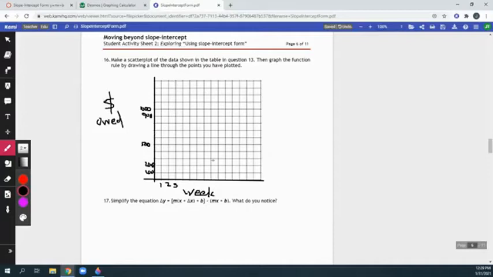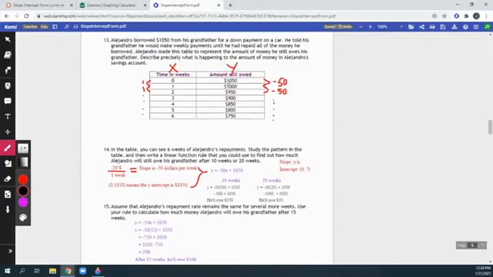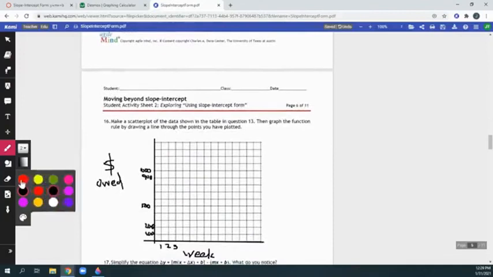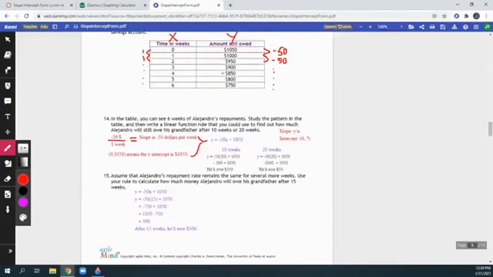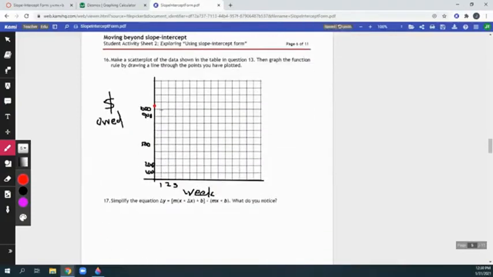Okay, so now we've got this. We're going to graph some points. 1050, 0 weeks. What does that look like? 1050 is right here. 0 weeks is right on the edge. Should look like this. And then 1,000 during week one. And 950 during week two. And 900 during week three, and 850 during week four. Hope it gets to the end.